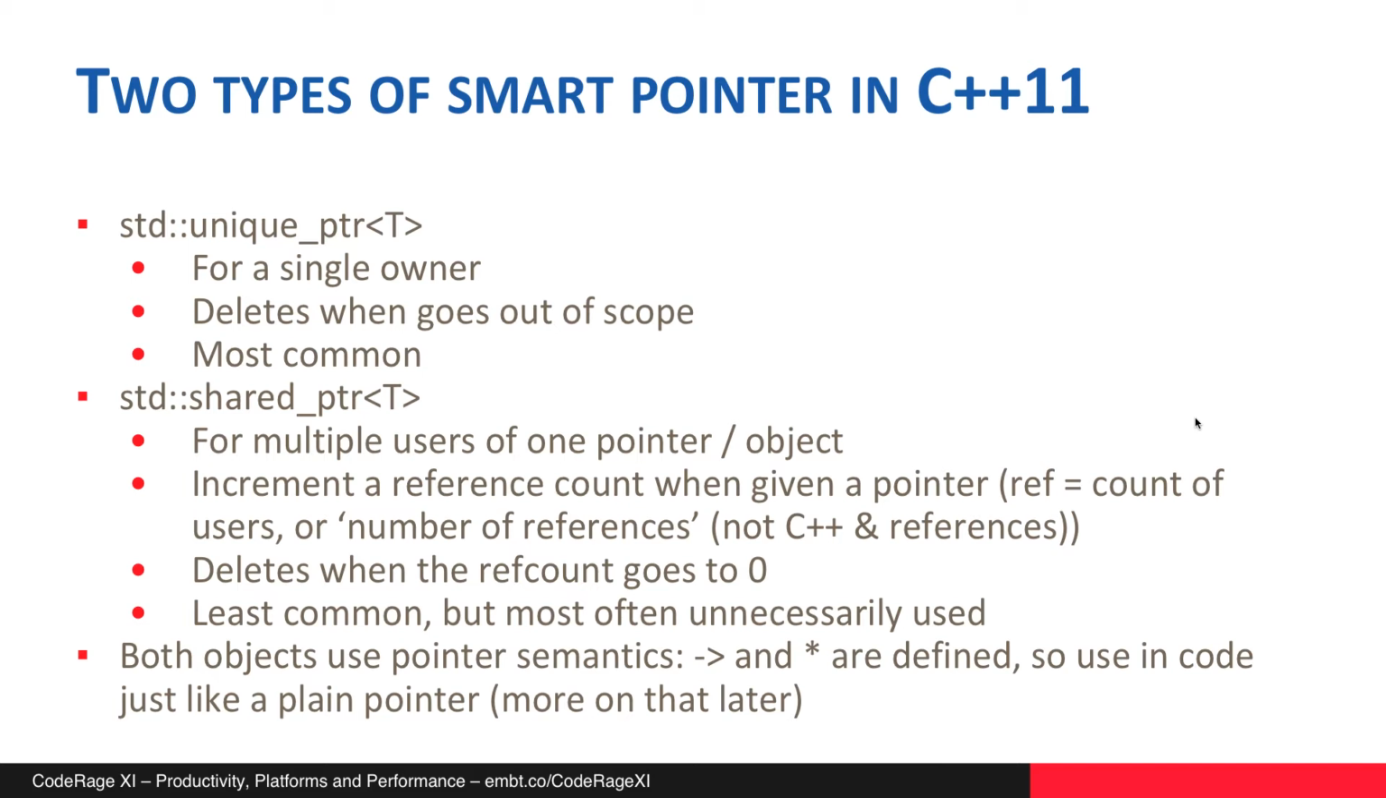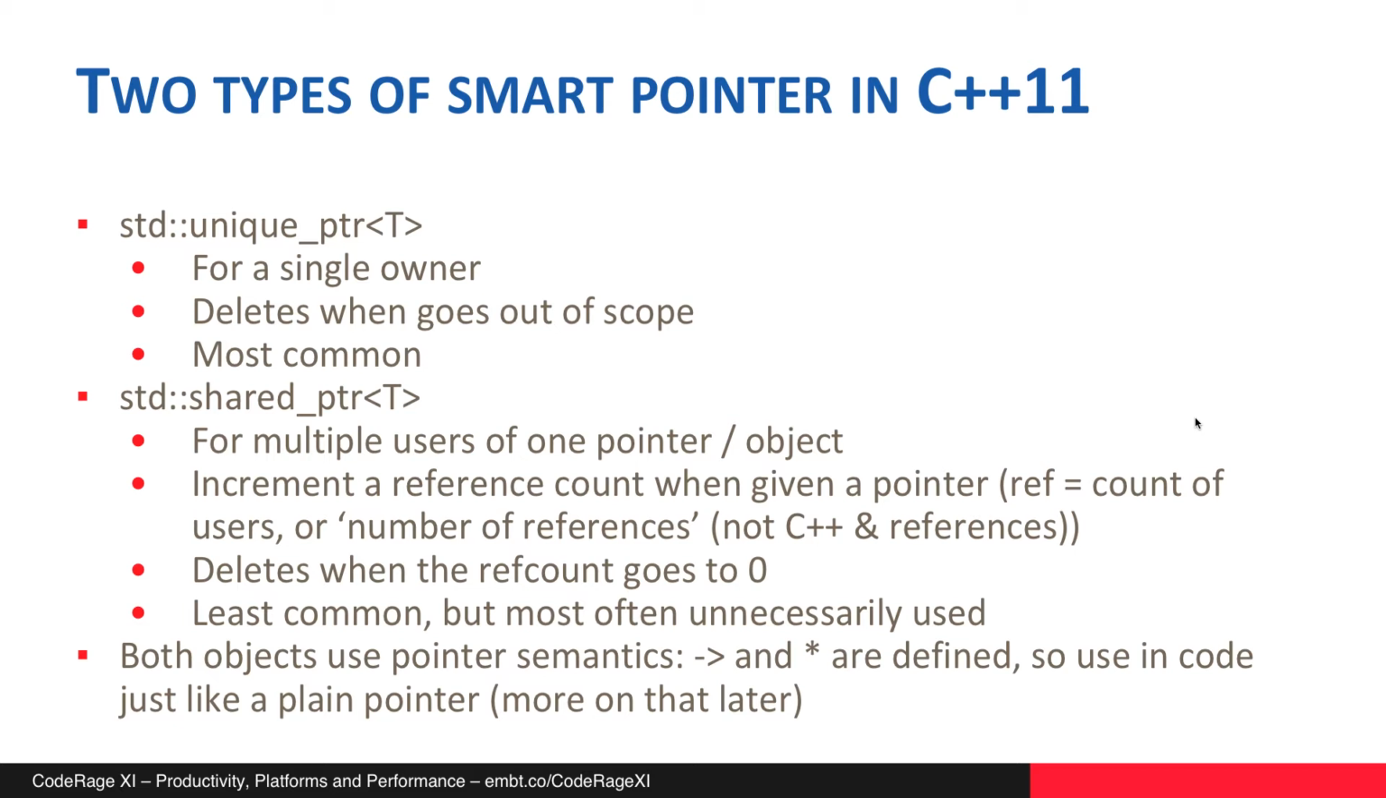It keeps a single owner of a pointer, so one pointer cannot be owned by two unique pointer instances. It deletes when it goes out of scope, or rather when the unique pointer instance is destructed itself. So it takes a pointer, and then when the unique pointer instance is destructed, it deletes the pointer as given.